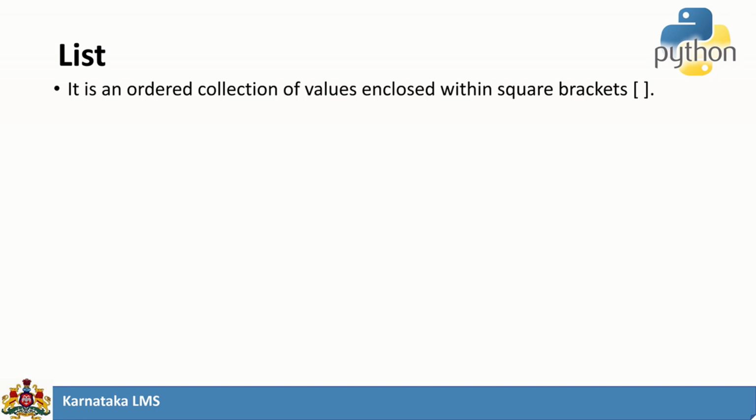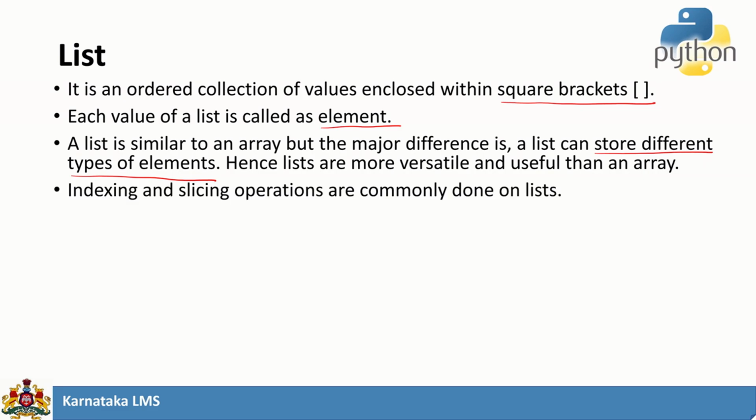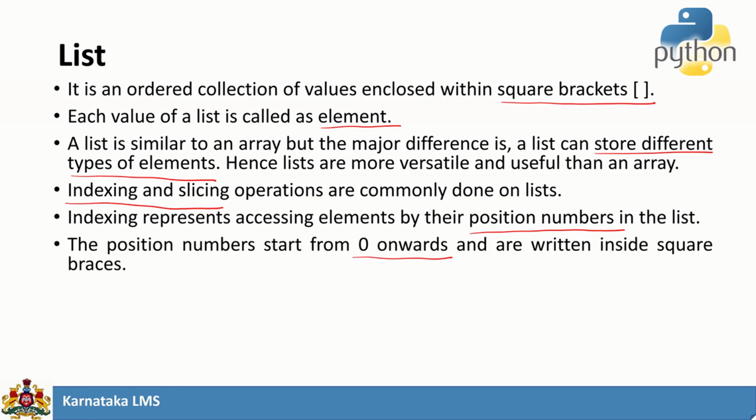List. When you say list, a list is an ordered collection of values enclosed within square brackets. Each value of the list we call an element, and the list is similar to an array. But the difference is that a list can store different types of elements, hence lists are versatile and can be more useful than an array. We can also use indexing and slicing just like our strings and arrays. Indexing represents accessing the elements by their position numbers, and it starts from 0.